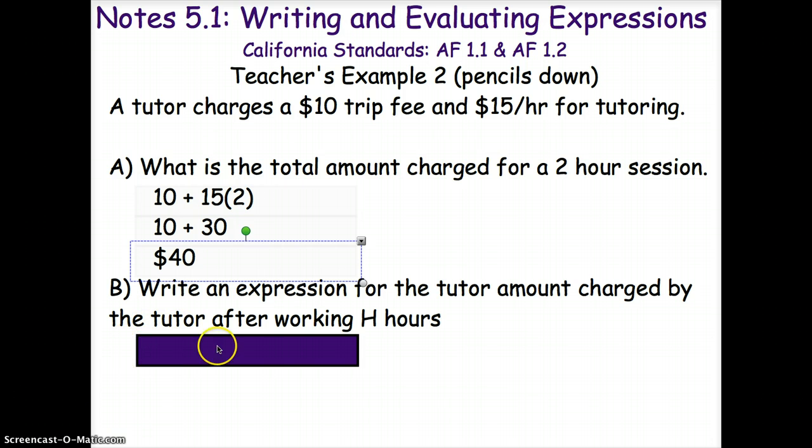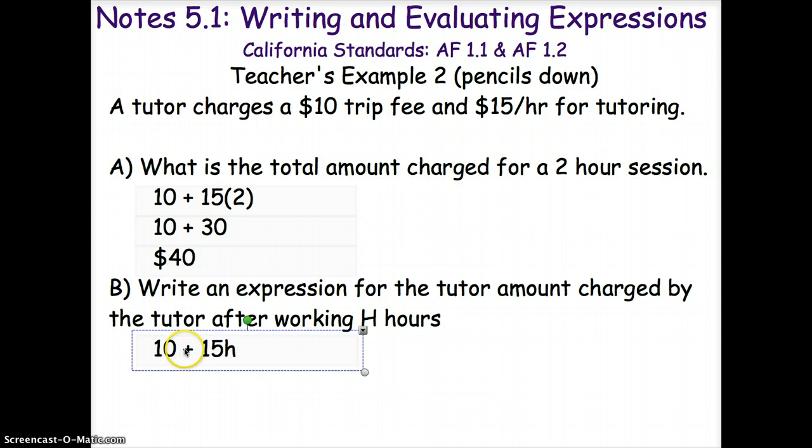Now it says write an expression for the amount charged by the tutor after working H hours. So of course, everything here would be the same except we don't know how many hours it is. So instead of the 2, we're going to have H. 10 plus 15 times H. Remember, I cannot add the 10 and the 15 together because I have to do that multiplication first.